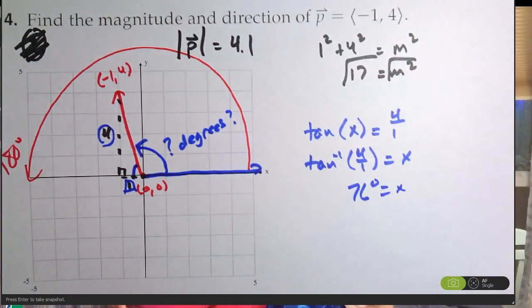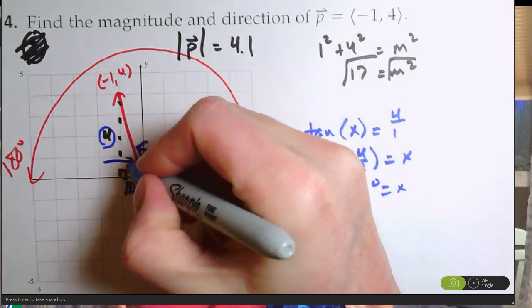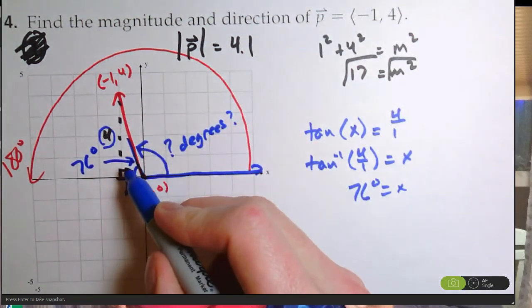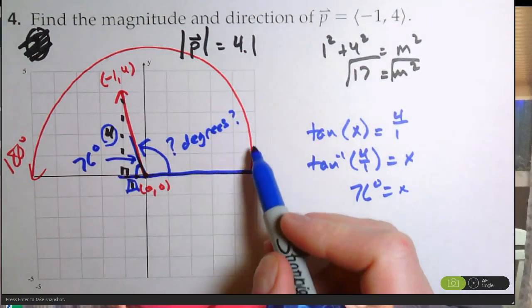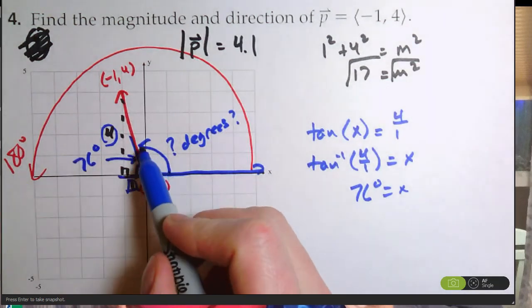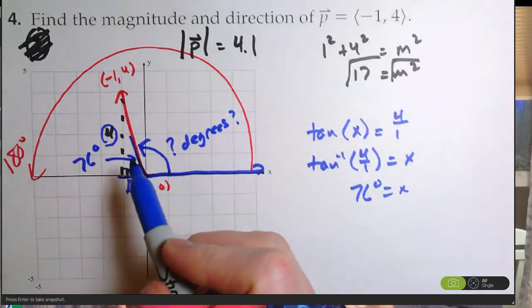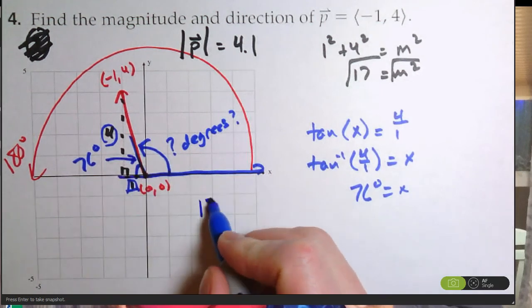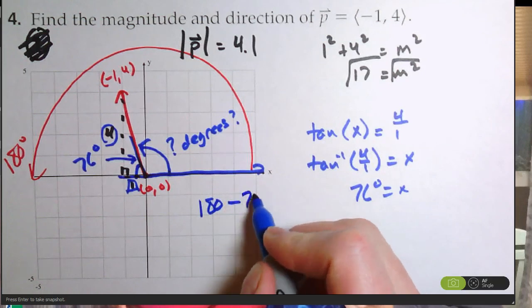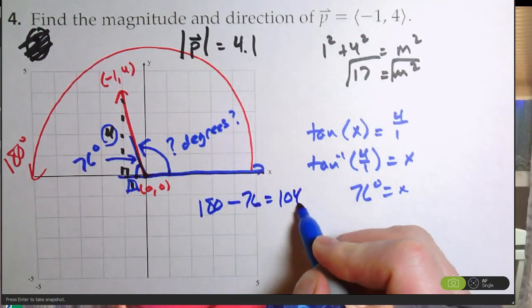Okay. Now again, here's the tricky part about this. This angle here is 76 degrees. I know all the way around here is 180. So from here to here will just be 180 minus the 76, which is 104 degrees.